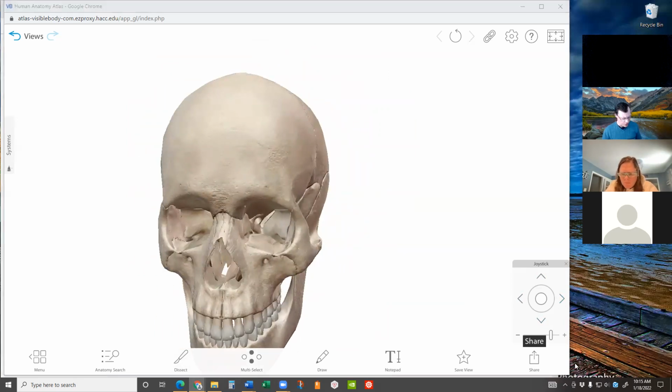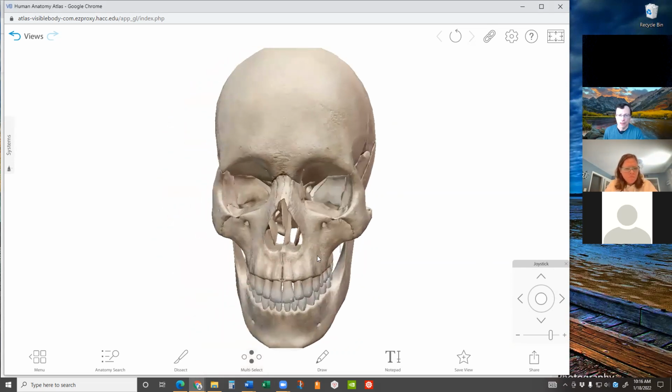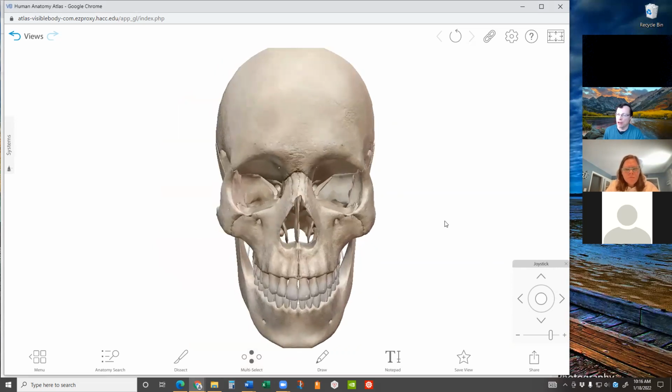So in the chat window, can you move the entire skull around? Okay, good, good. All right, now, these are simple things that once you master them, it's going to serve you well the entire semester, okay?